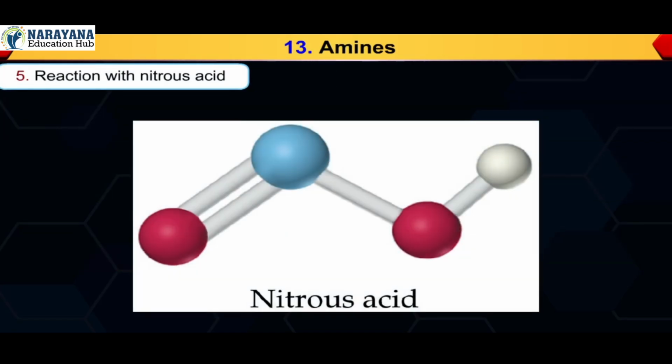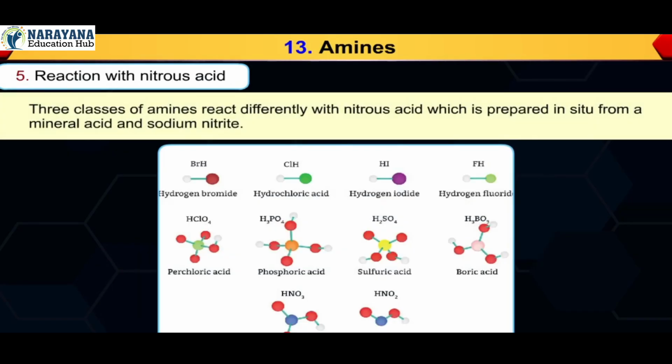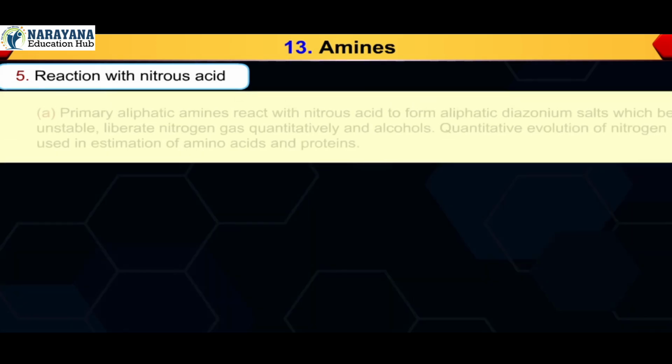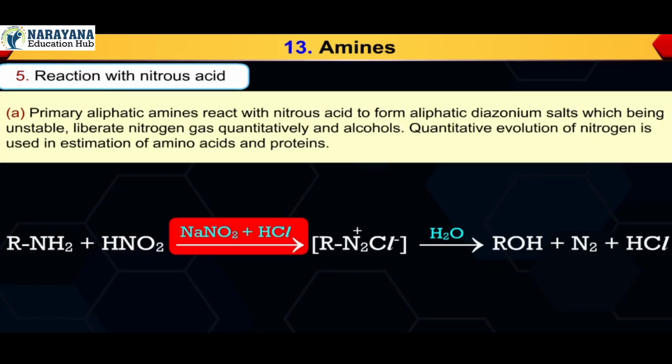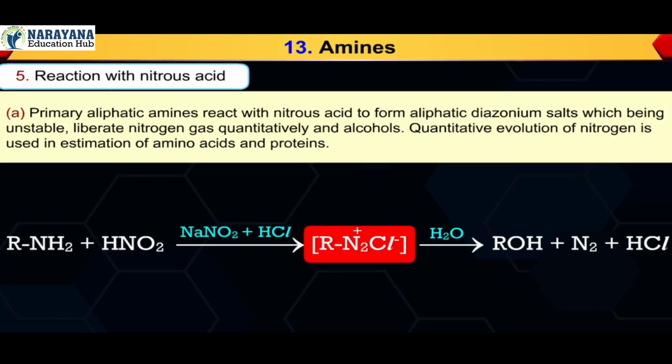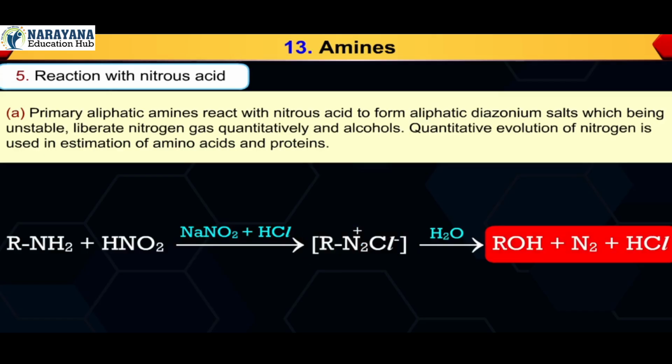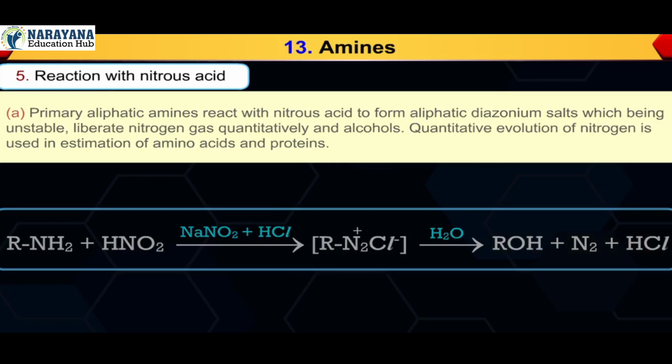5. Reaction with nitrous acid. Three classes of amines react differently with nitrous acid, which is prepared in situ from a mineral acid and sodium nitrite. A. Primary aliphatic amines react with nitrous acid to form aliphatic diazonium salts, which, being unstable, liberate nitrogen gas quantitatively and alcohols. Quantitative evolution of nitrogen is used in the estimation of amino acids and proteins. The equation is as follows.